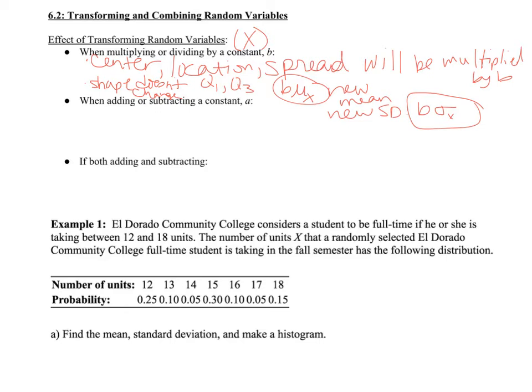Okay, so when you add or subtract a constant, what's going to happen is measures of center and location change. However, measures of spread don't change. And the center and location are going to be either added or subtracted. They change by a. And we'll do some examples of this in just a sec. And as with the multiplying and dividing, the shape does not change.